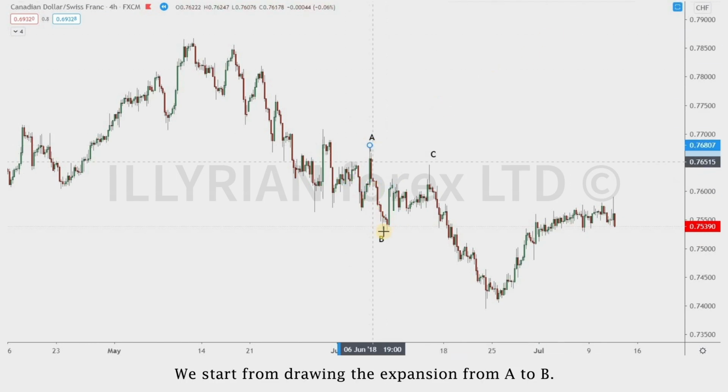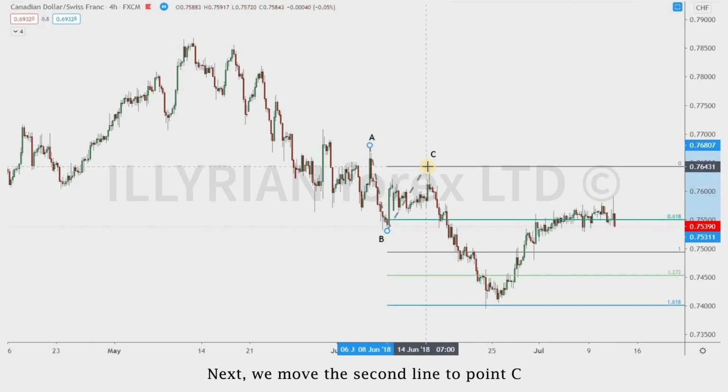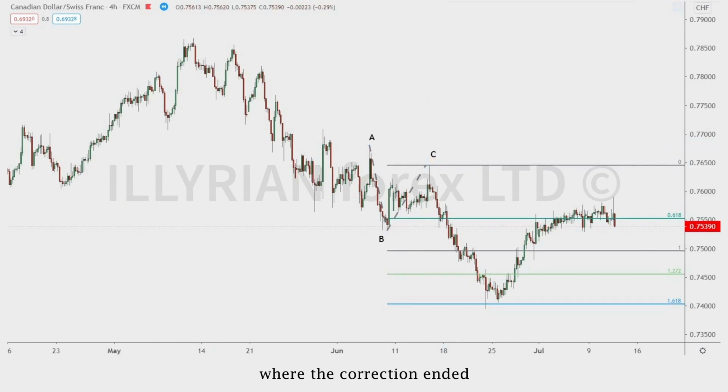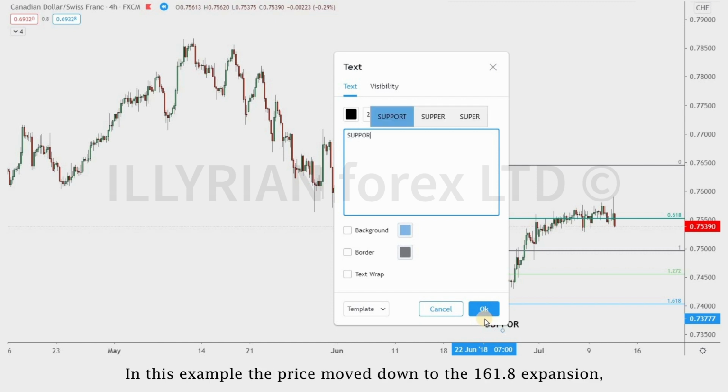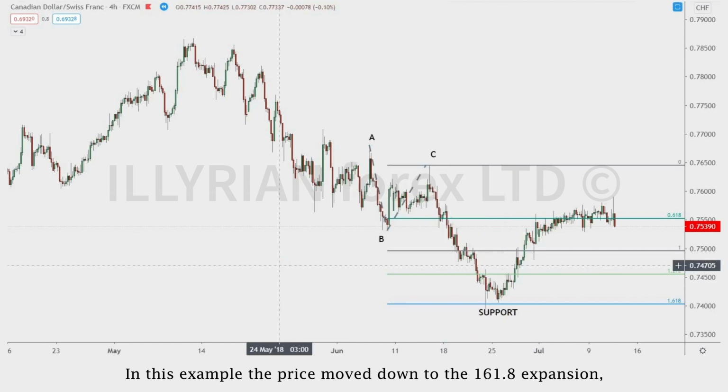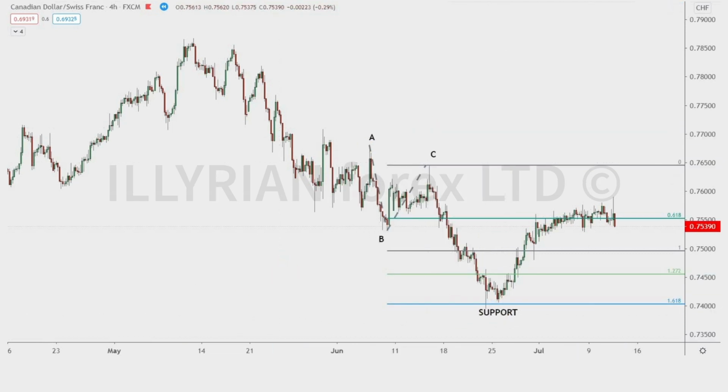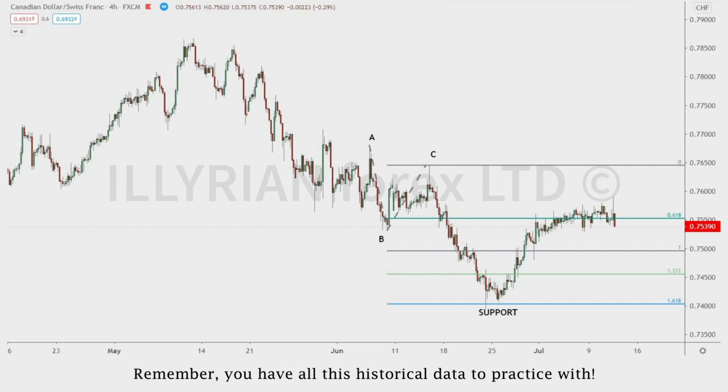We start from drawing the expansion from A to B. Next, we move the second line to point C, where the correction ended. The expansion levels are now drawn correctly. In this example, the price moved down to the 161.8 expansion. It gets easier when you practice it yourself. Remember, you have all this historical data to practice with.